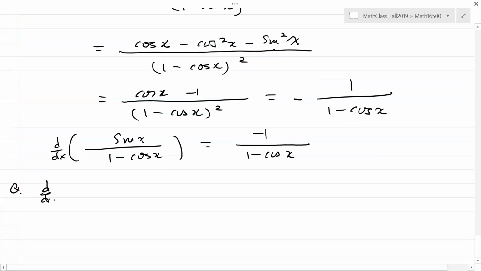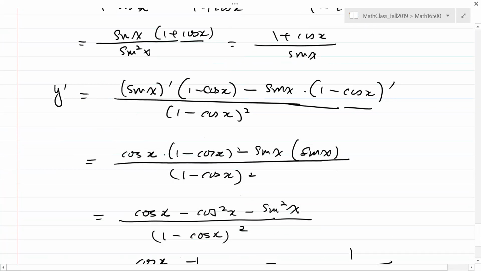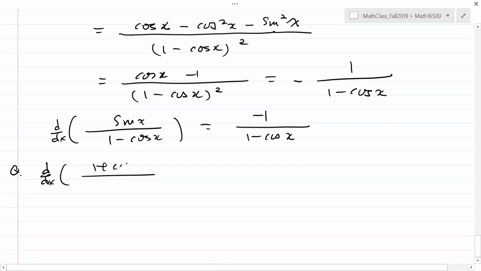And if you differentiate, I'm going to ask you to differentiate this, 1 plus cosine x over sine x. Reduce the problem. Please find the derivative of this.